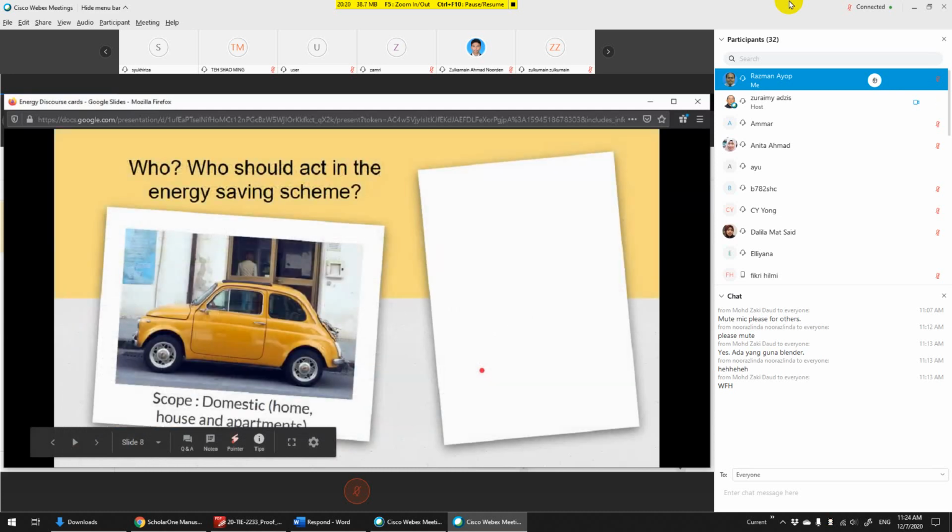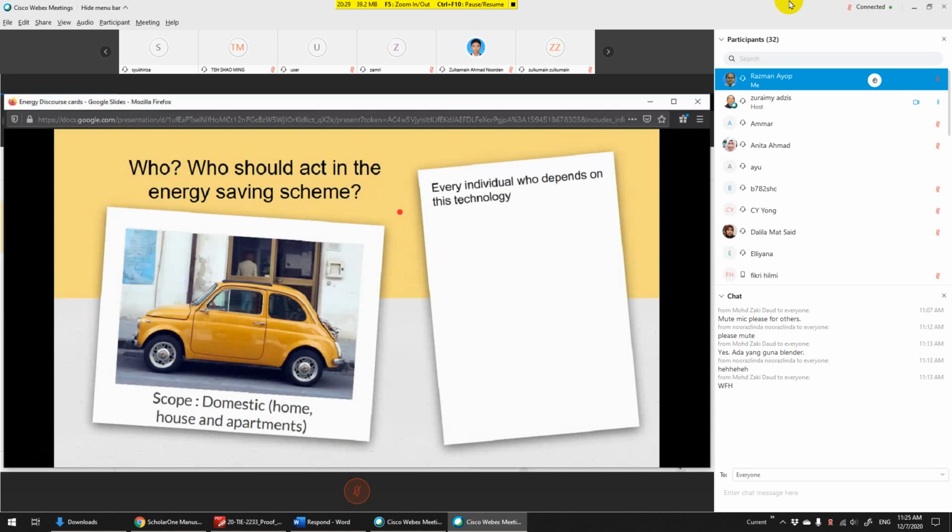Right. So for today's discourse, siapa yang patut bertindak? Who should act in this energy saving scheme? I write there, every individual who depends on this technology, means everyone who uses electricity, you should act. Next, organisation, badan-badan persatuan, ada 2-3 orang, if they become aware, dia sedar, persatuan sedar, maka ini pun boleh dikongsikan dengan orang-orang lain. Kita perlu jimat tenaga elektrik.